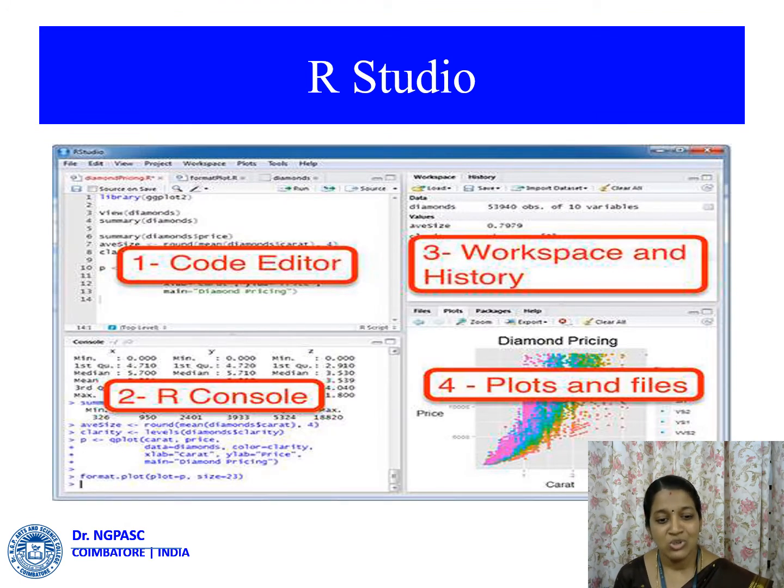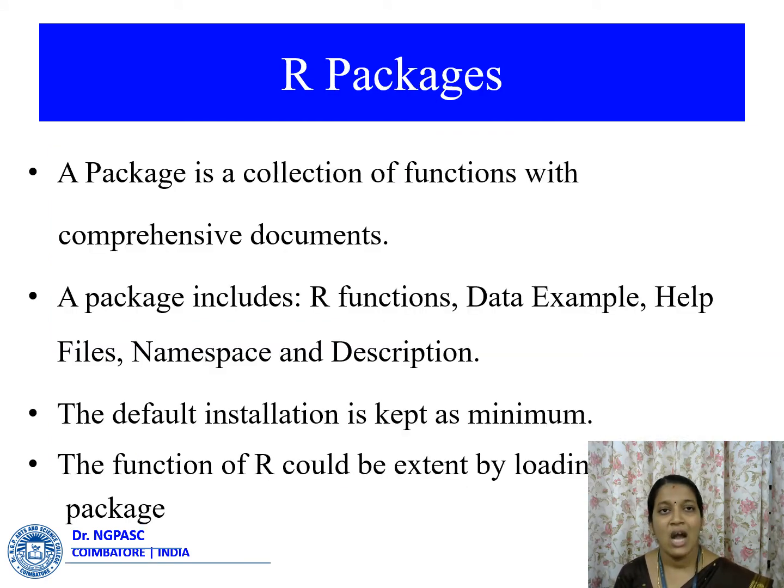So in this RStudio, we have two partitions. On the left-hand side, it is again partitioned into two: the code editor and the R console. On the right-hand side, we have the workspace, history, plots and files. Let us move on to the R packages.